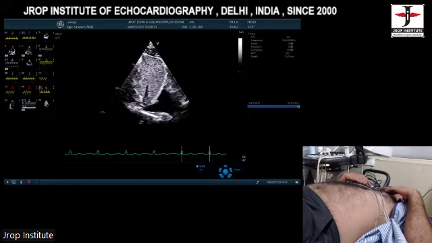Sir, one more. In a few cases, I found that in the parasternal long axis view, I got a trace of AR, aortic regurgitation, but I could not find it in the four-chamber view.